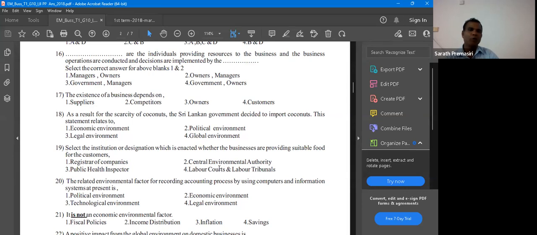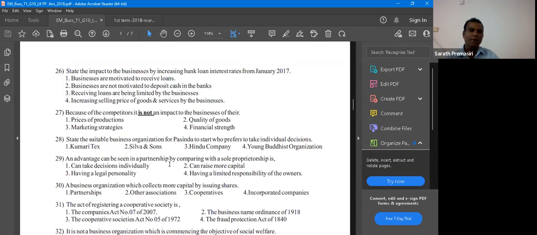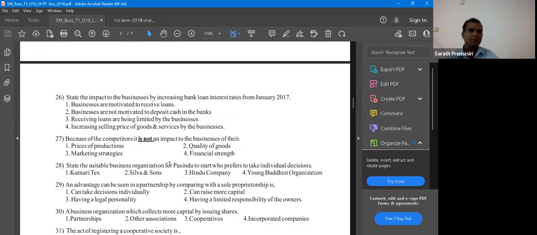Last one. The related environmental factor for recording the accounting process by using computers is the technological environment. Now do questions 21 up to 30.